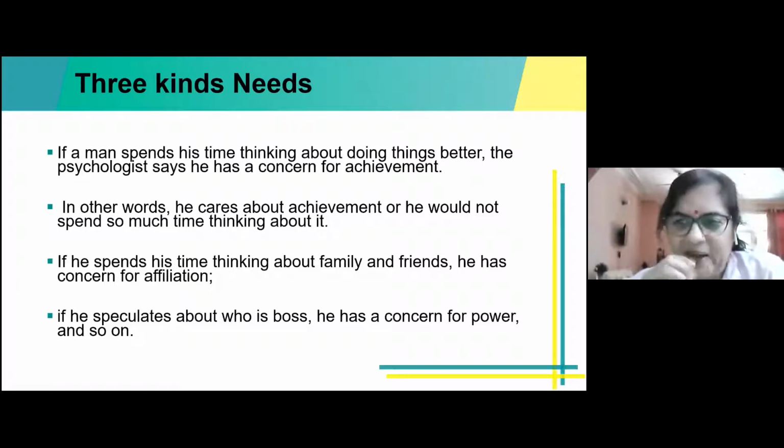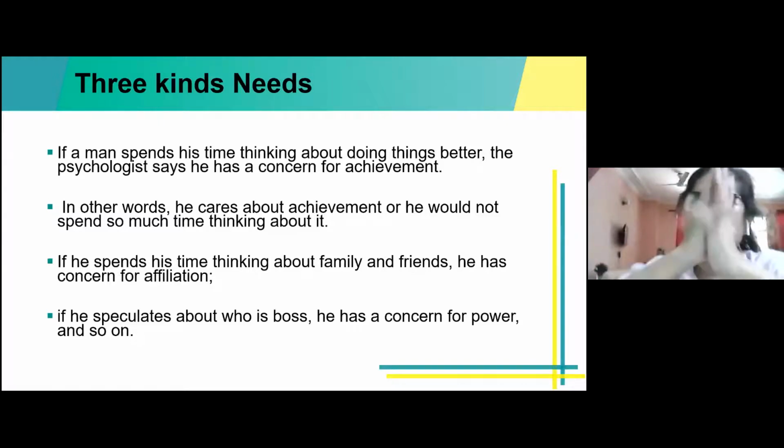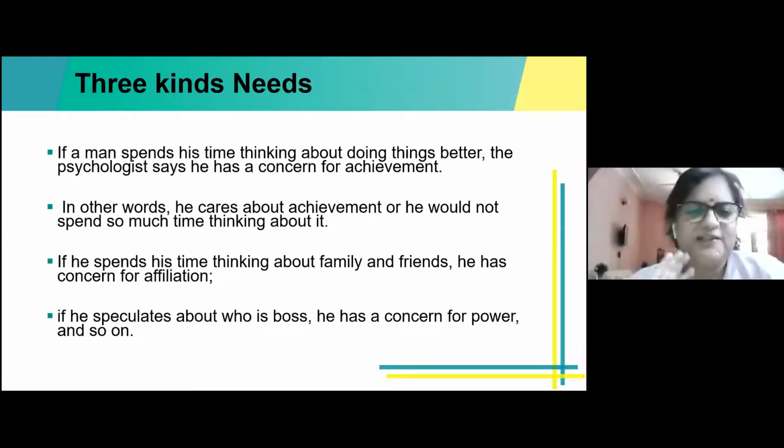So if he spends his time thinking about family and friends, he has a concern for affiliation. जरा किसी में झगड़ा हुआ, चले गए भैया हारमोनी बनाने के लिए, अरे यार मैं सॉरी और ये वो this that. Does he speculate about the boss? Then he has a concern about being a boss. Who is the boss? Then he has a need for power.